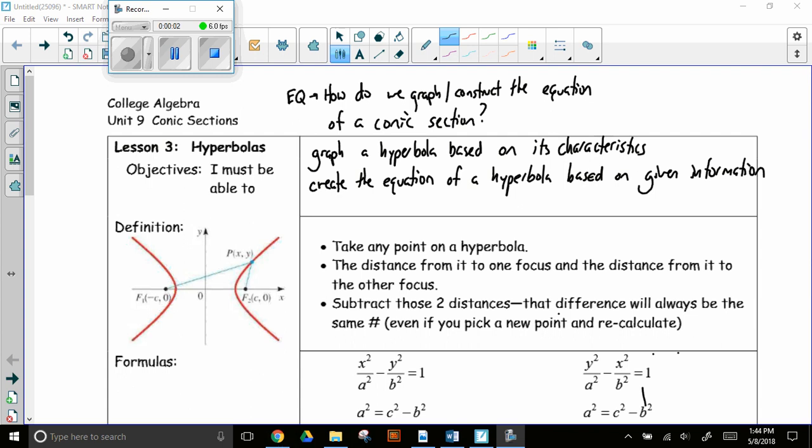Okay, we're going to move into our final lesson of our conic sections unit, Unit 9, and that is talking about hyperbolas. So our essential question remains the same as previous days. We want to know how we graph or construct the equation of a conic section. And for today, we're looking to graph a hyperbola based on its characteristics, and then also create the equation of a hyperbola based on given information.